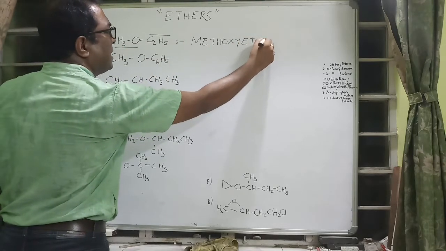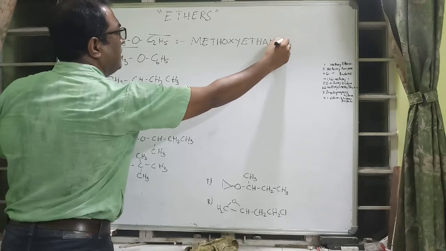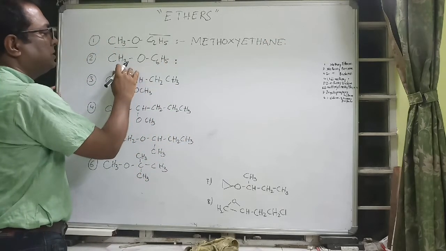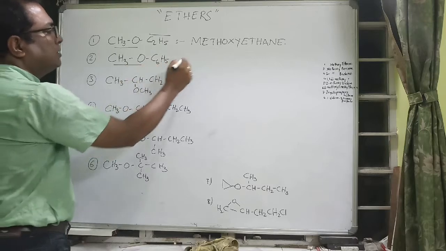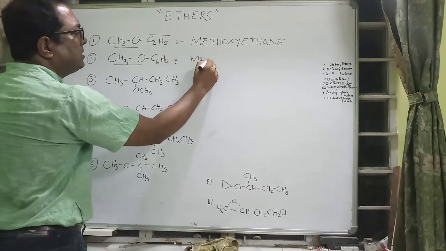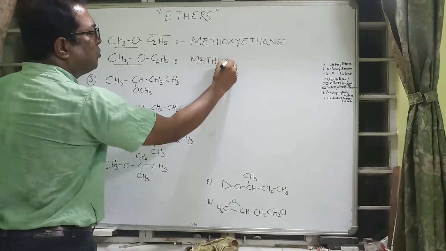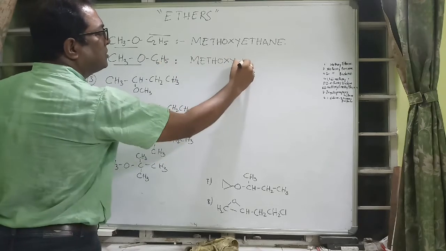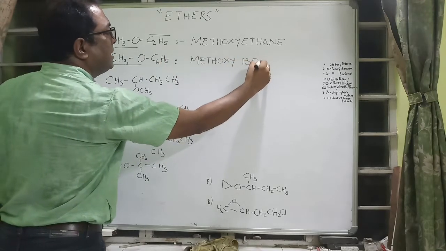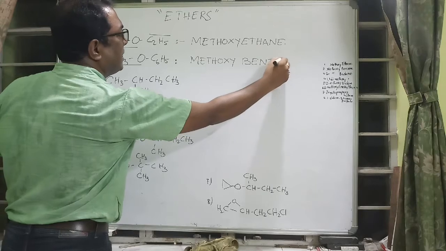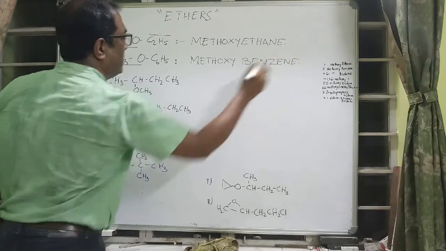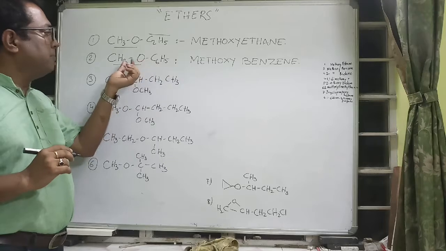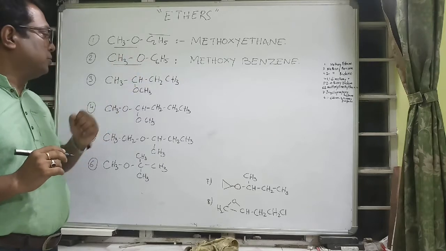Methoxyethane. So what would be the name of this compound, student? This would be again methoxy, and this is benzene. So we can write methoxybenzene. So it has both alkyl as well as aryl being bonded with the oxy group.